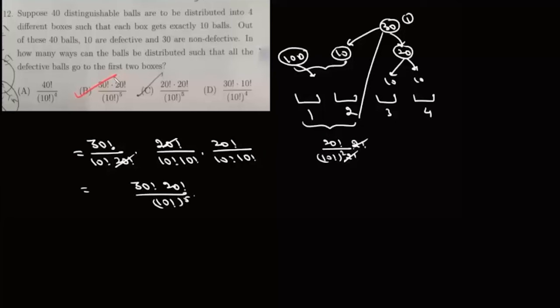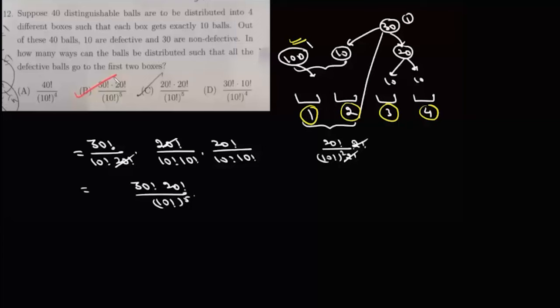In the question, there are 40 distinct balls which are to be placed in 4 distinct boxes, such that each box has 10 balls, and out of these 40 balls, 10 are defective, and these 10 balls are to be distributed in the first 2 boxes. Now we need to find how many ways it can be done. Let us say we have 4 boxes, namely 1, 2, 3 and 4. The defective balls can only go to box 1 and 2. So all the defective balls are already here.